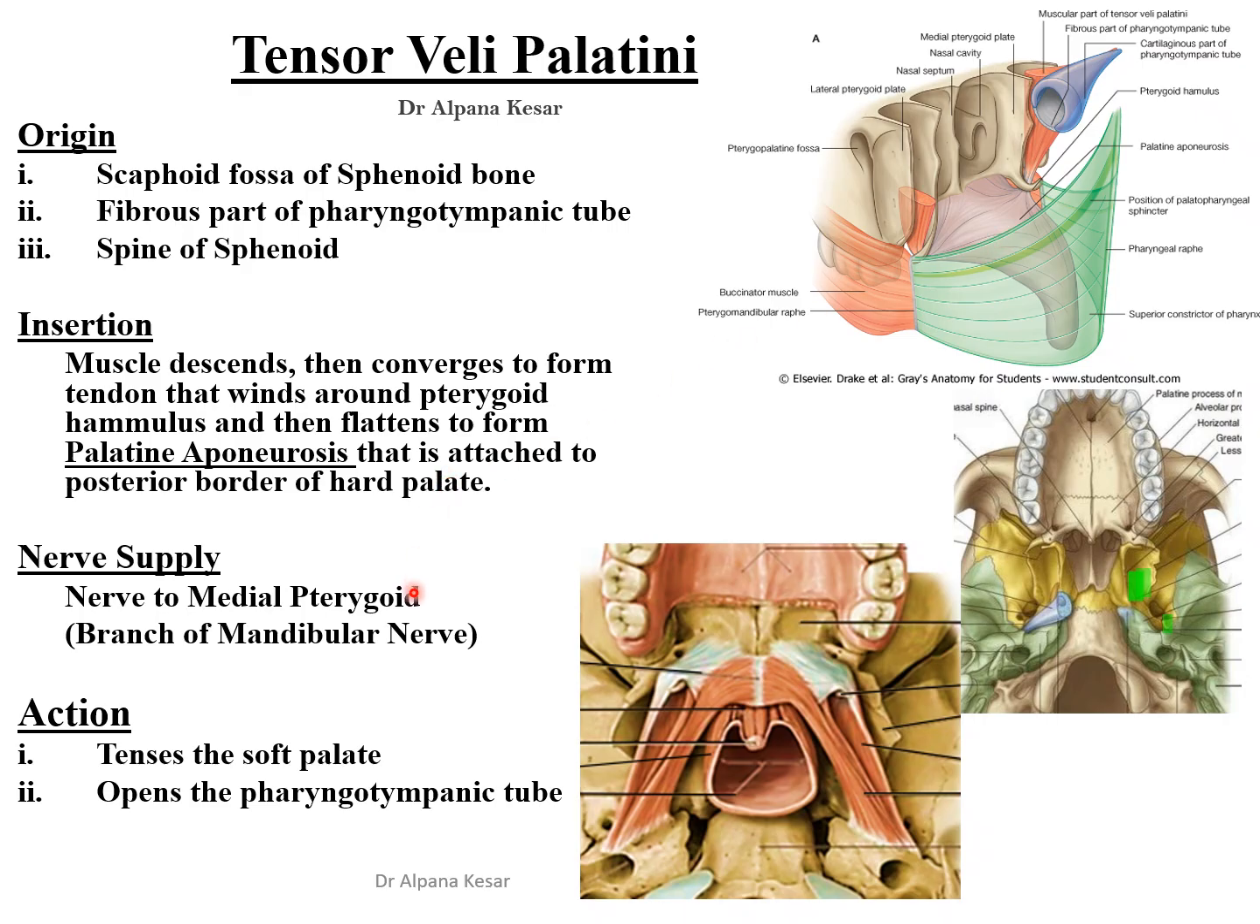Nerve supply of tensor veli palatini is nerve to medial pterygoid, which is a branch of main trunk of mandibular nerve. Nerve to medial pterygoid supplies the medial pterygoid muscle and also supplies tensor veli palatini and tensor tympani. The action of tensor veli palatini is it helps to tense the soft palate and also helps to open the pharyngotympanic tube.